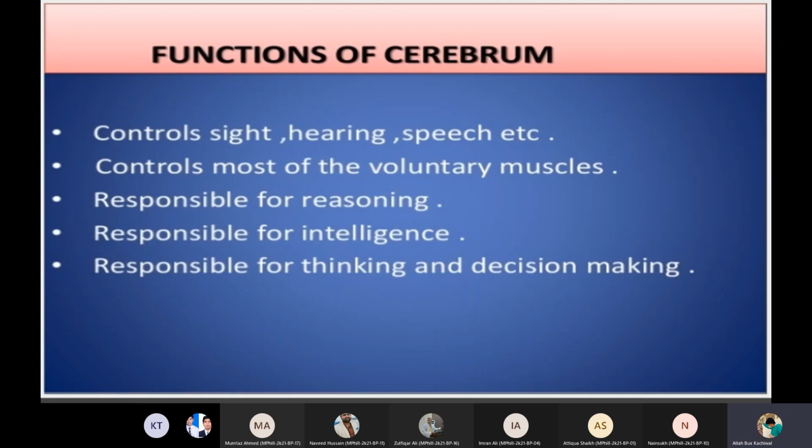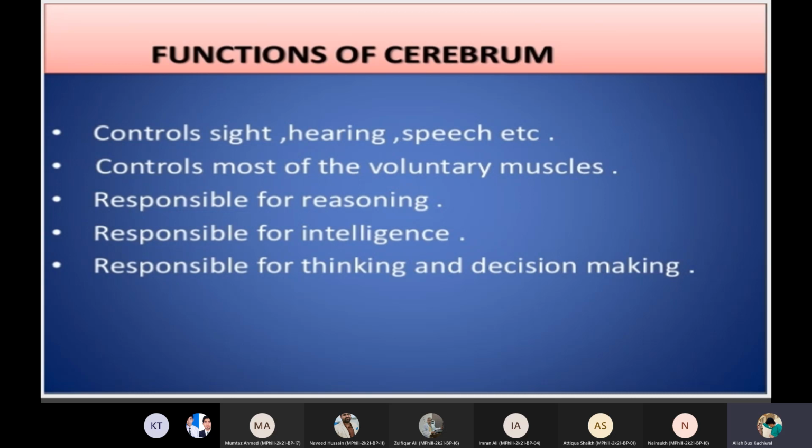The functions of the cerebrum are to control sight, hearing, and speech. It controls most of the voluntary muscles and is responsible for reasoning, intelligence, thinking, and decision making.